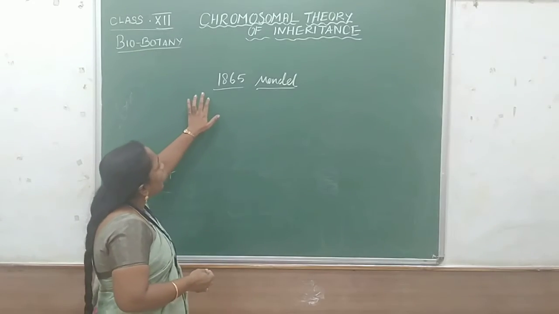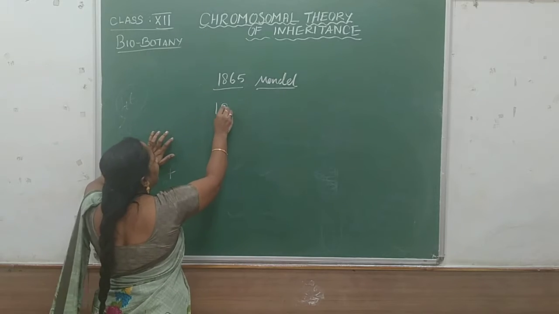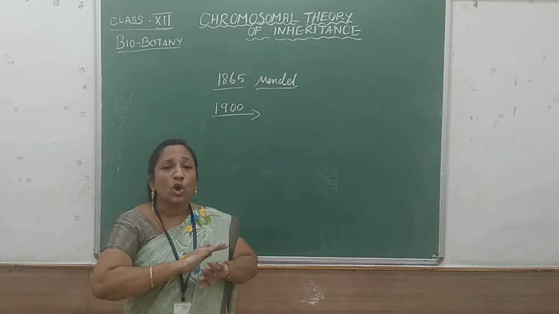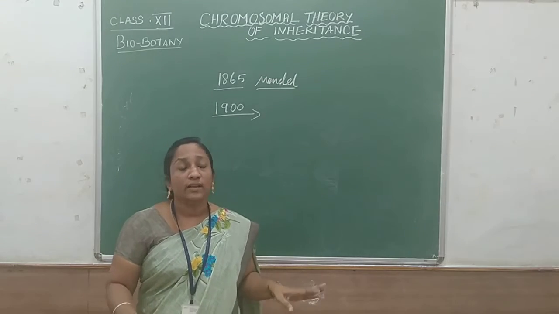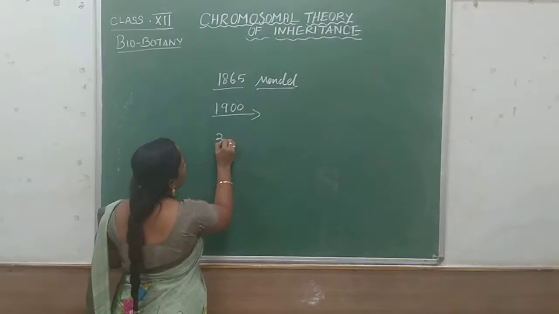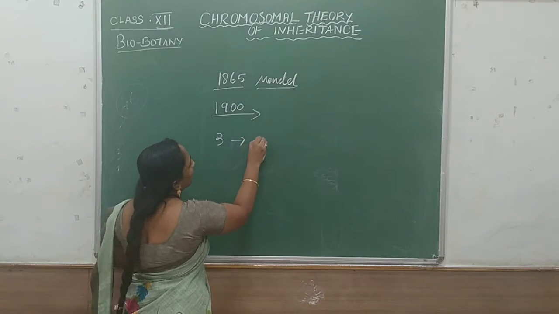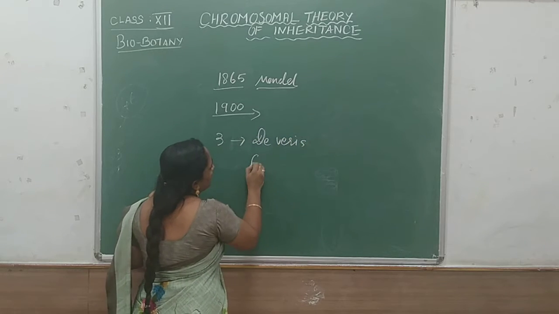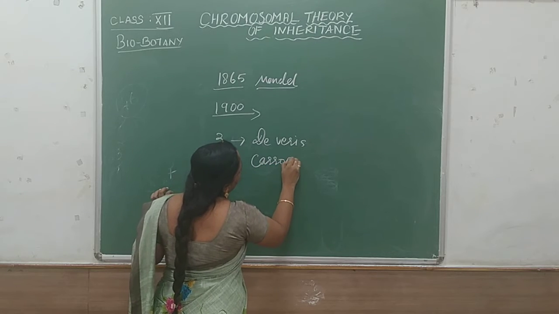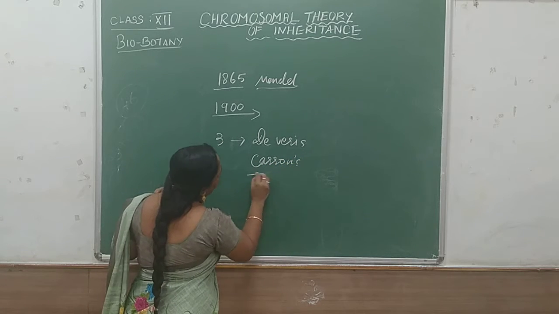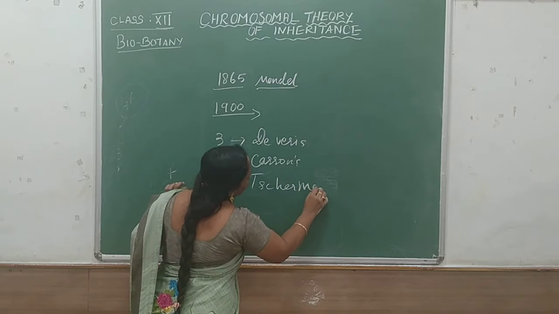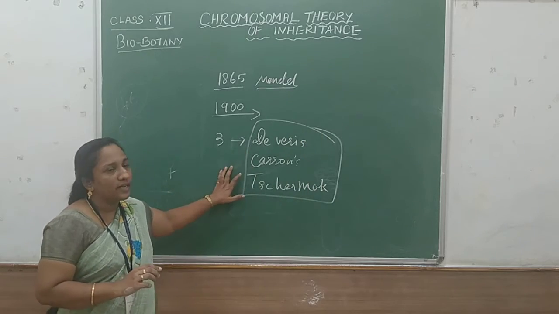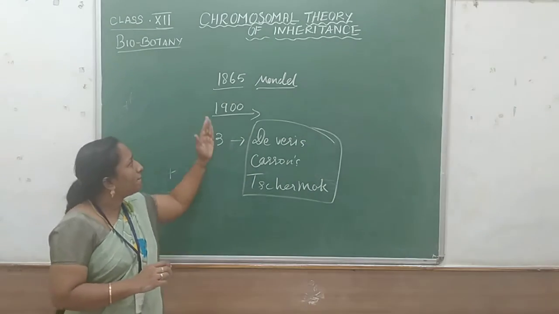Until then, what happened? In 1900, Mendel's work was not accepted by any scientist in the world. After three scientists, De Vries, Correns and Tschermak, rediscovered Mendel's theories.